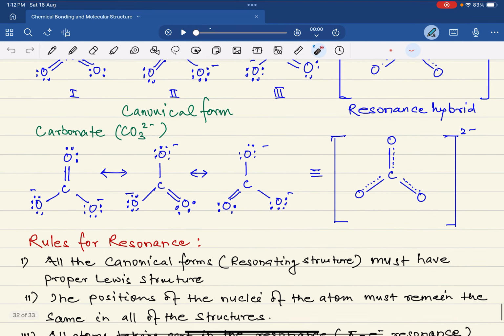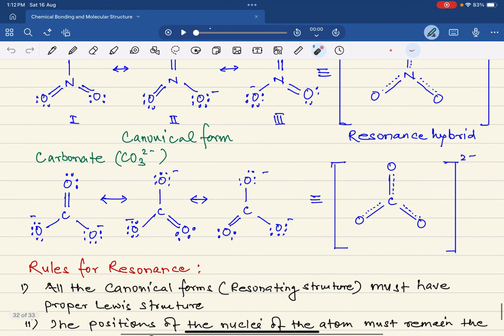Similarly, in case of carbonate, carbonate is a very important example. In this case, 2 negative charges. It means 2 oxygens contain single bonds. So, with delocalization of pi electron, only 3 structures are possible. In first case, CO bond, again due to delocalization, CO comes in second bond, and due to this delocalization comes in this side. So, 3 structures are possible.